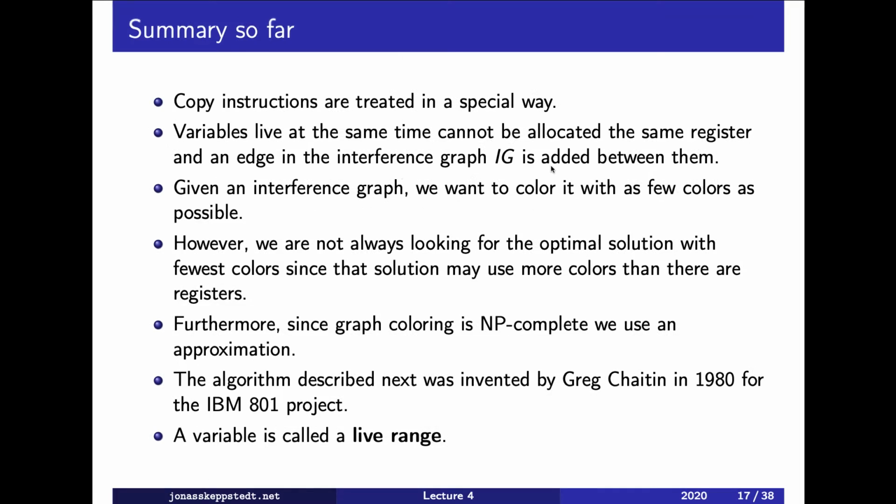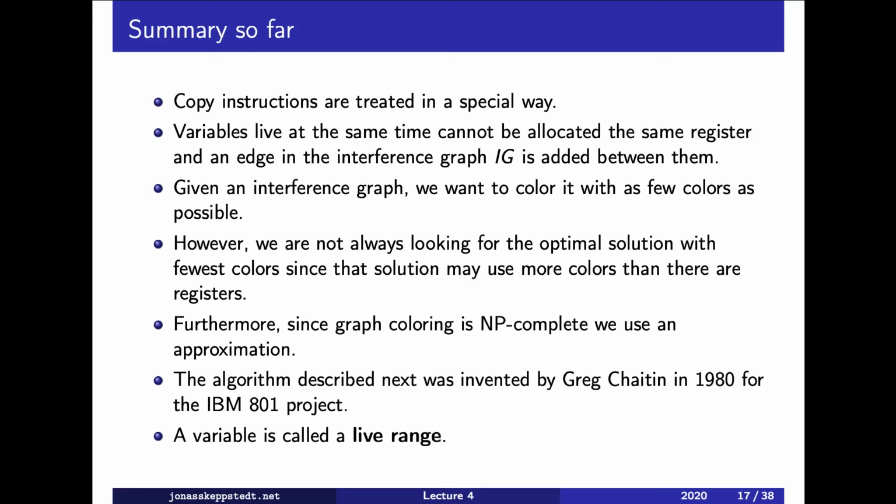Okay. So, summary so far. Copy instructions or move instructions are treated in a special way in order to make it possible to merge two variables into the same register. And variables live at the same time should not be allocated the same register. I mean, we can only put one value in the register. So therefore we have this interference graph with edges to represent this information.